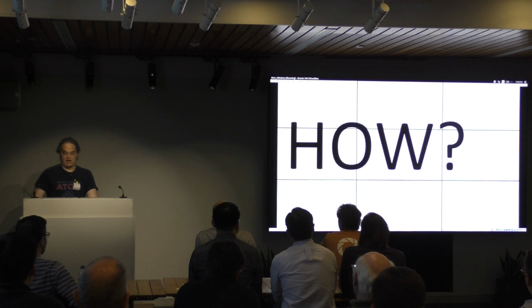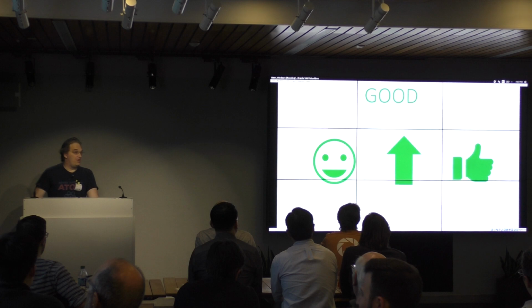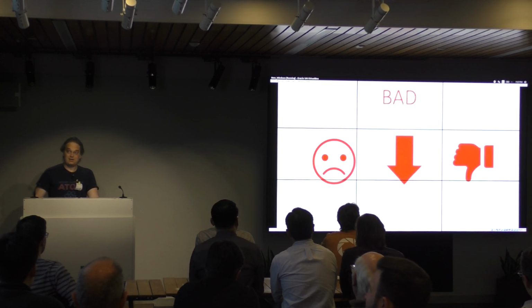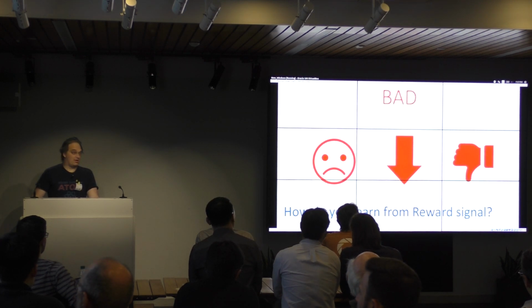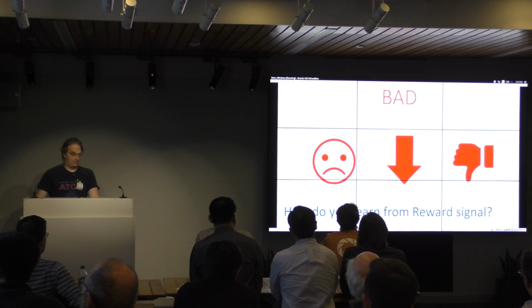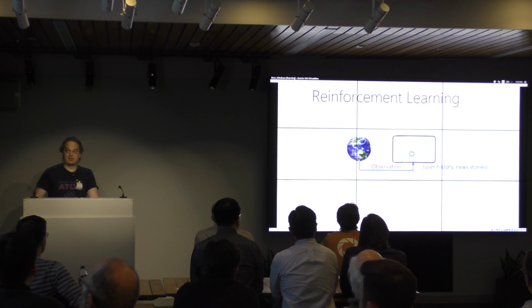Okay, so now the question is, how do you actually handle this? And the answer is, you think about a different kind of feedback. You think about good and bad. We're thinking about some sort of reinforcement feedback. Now the question is, how do you learn from a reward signal? Okay, so this is reinforcement learning.